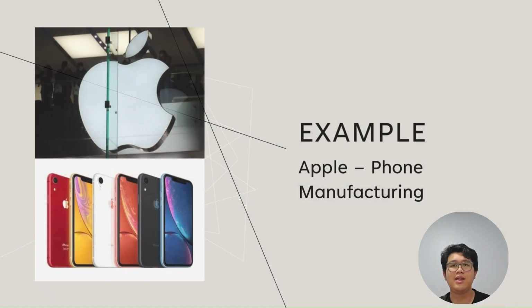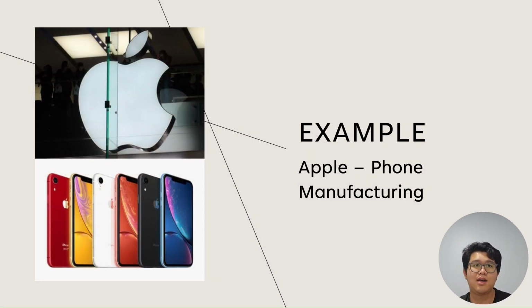Let's move on to an example because I think this topic is best explained with an example. Let's have a look at Apple and their phone manufacturing, the iPhone. So let's say we're in a factory in China that makes iPhones as its main product. And let's keep the amount of space in the factory constant, the amount of phone resources that they have constant, and let's increase the amount of workers.